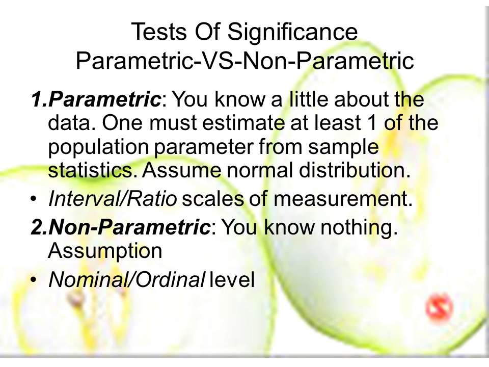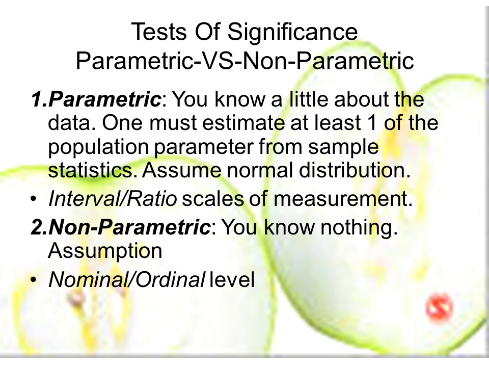So the tests of significance that we talked about, I believe in Chapter 3, the parametric and non-parametric testing. Parametric, you need to know a little bit about the data, and you're probably going to estimate at least one of the parameters within the sample of statistics. Always going to have a normal distribution, and parametric we're going to use for interval, ratio, scales of measurement.